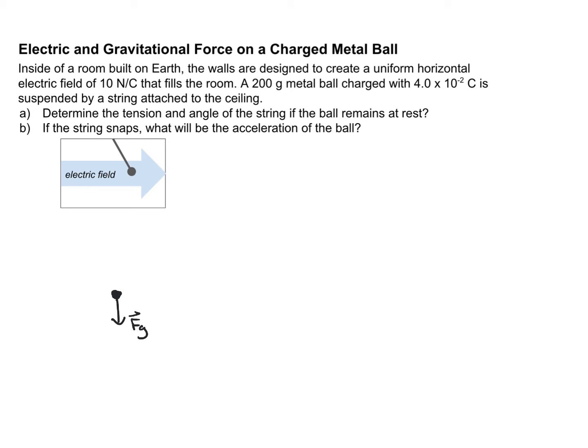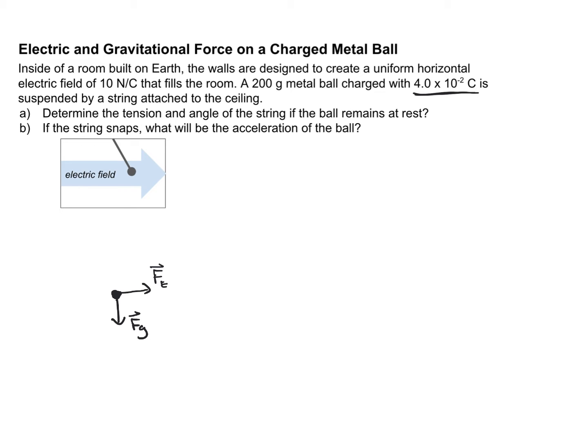So the metal ball has a positive charge. Since it has a positive charge, the direction of the electric force is going to be the same as the direction of the electric field, which the diagram is showing towards the right. It's a horizontal electric force. I'll use F sub E for the electric force.